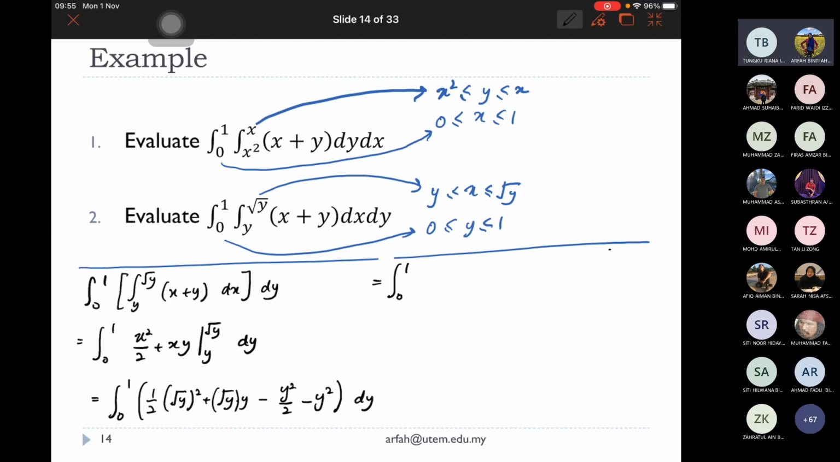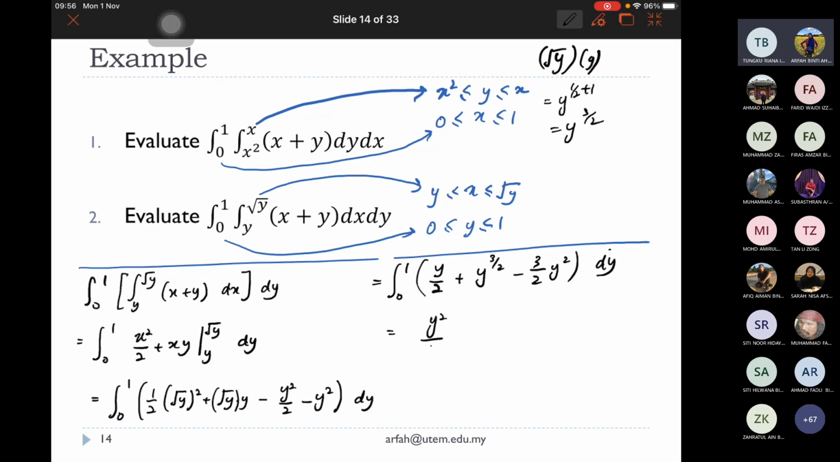Sama dengan integration 0 sampai 1. Square root y kuasa 2 jadi y per 2. Tambah y kuasa 1/2 darab y, this one is actually y kuasa 1/2 tambah 1. So y kuasa 3/2. Tolak dengan 1/2 y kuasa 2. Tolak y kuasa 2, 1/2 tolak 1 dia jadi 3/2. Tolak 3/2 y kuasa 2 dy.